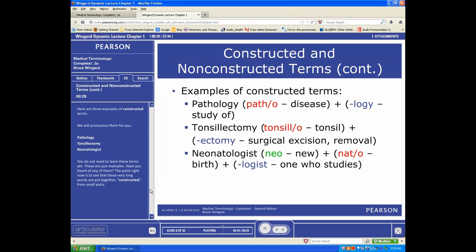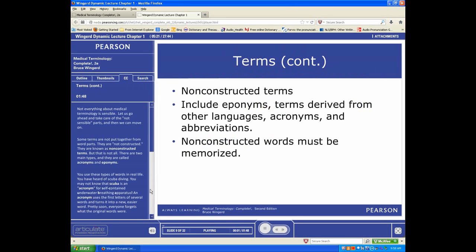Not everything about medical terminology is sensible. Let us go ahead and take care of the not sensible parts, and then we can move on. Some terms are not put together from word parts. They are not constructed. They are known as non-constructed terms. But that's not all. There are two main types, and they are called acronyms and eponyms.